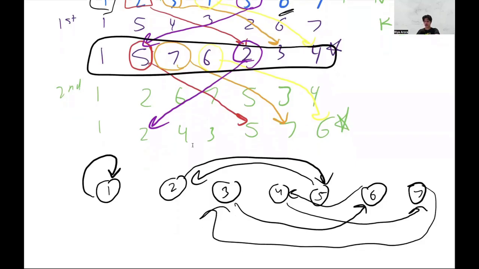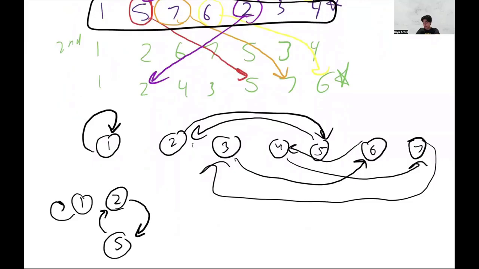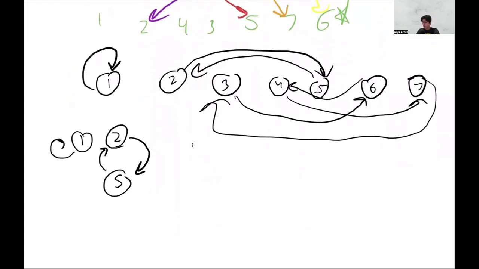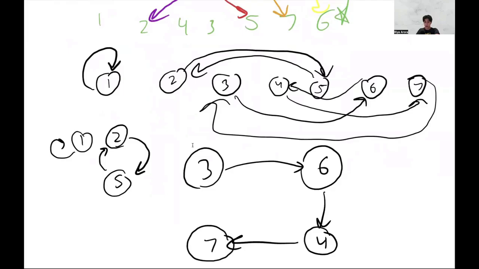So just to draw this graph a little more clearly, 1 after one operation ends up here. 2 after one operation goes to 5. 5 after one operation goes to 2. 3 after one operation goes to 6. 6 after one operation goes to 4. 4 after one operation goes to 7. 7 after one operation goes to 3. This is sort of how they move.